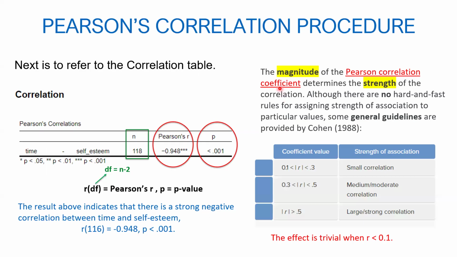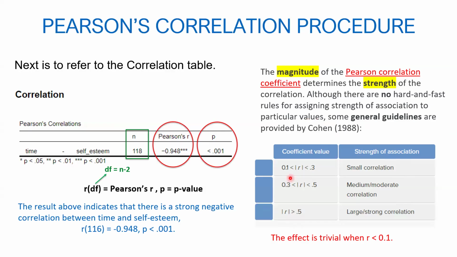Let's go back. The magnitude of the Pearson correlation coefficient determines the strength of the correlation. Although there are no hard and fast rules for assigning strength of association to particular values, some general guidelines are provided by Cohen. So we're going to refer to the following strength of the association. If the value of R, take note, we're just getting the absolute value because we're talking of the magnitude, so may it be positive or negative.